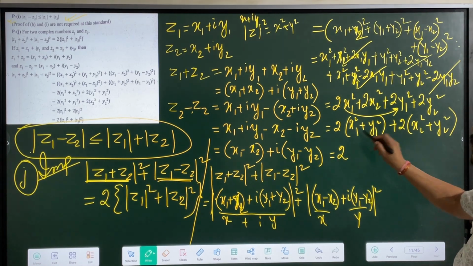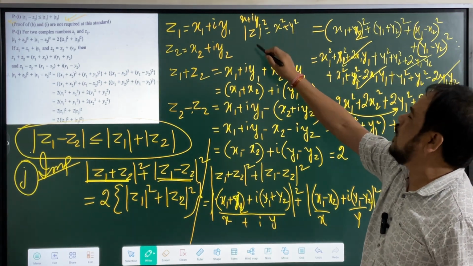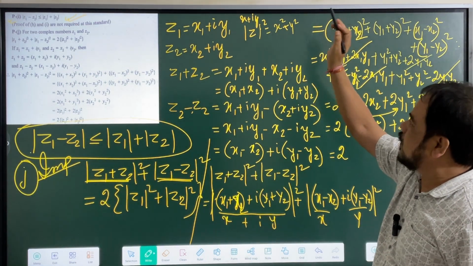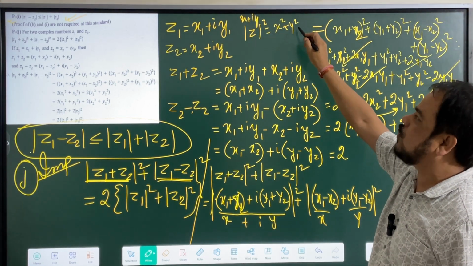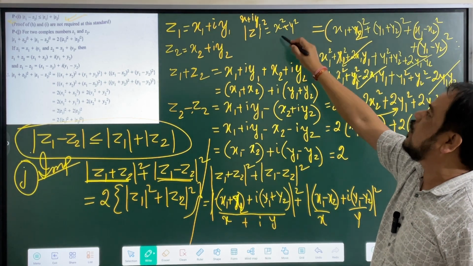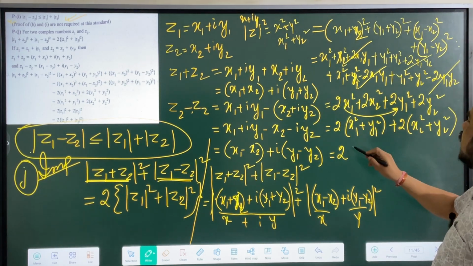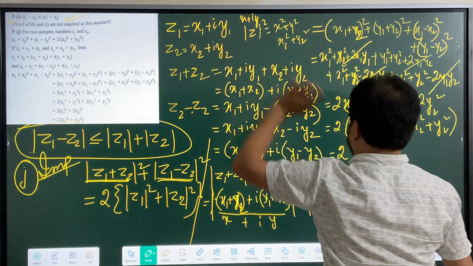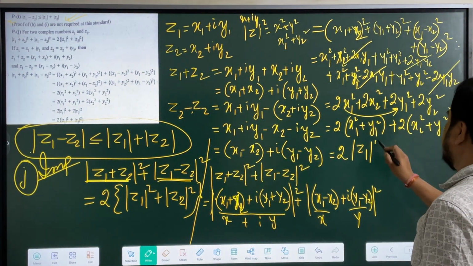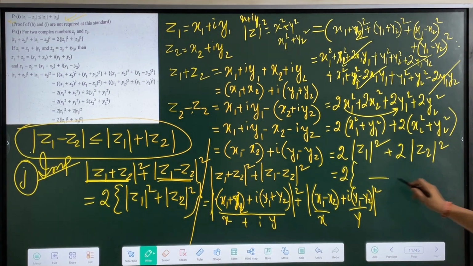So what will we write here? x1 square plus y1 square. x square plus y square is z, a square plus b square also z. Everything z only. What is z? x plus iy. If z is a plus ib, a square plus b square. If z is x1 plus iy1, then x1 square plus y1 square. What is x1, y1? It is z1. So z1 square, and this is z2 square. 2 can be taken common. So it is got like this.